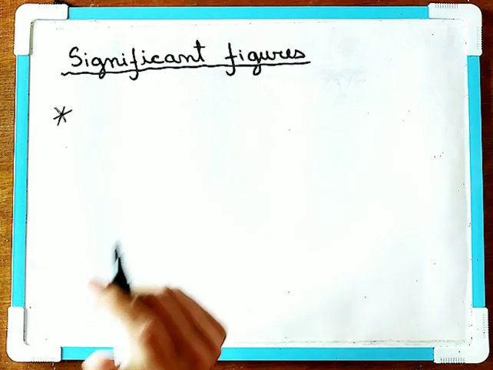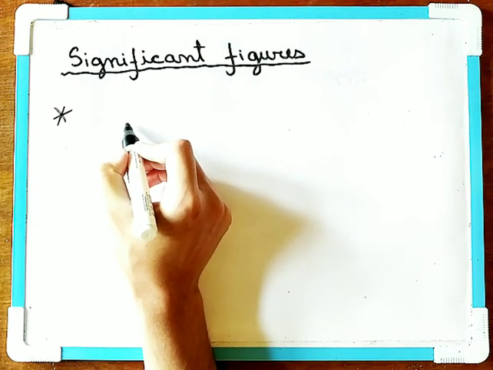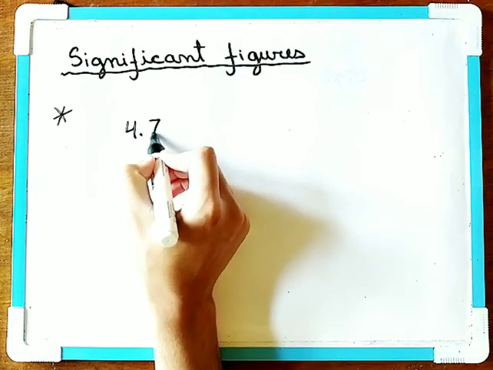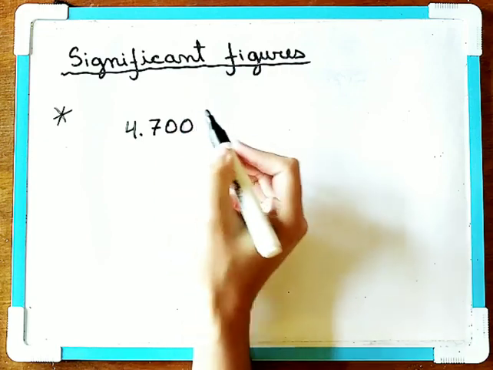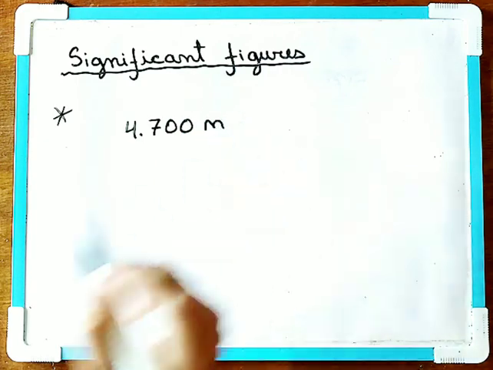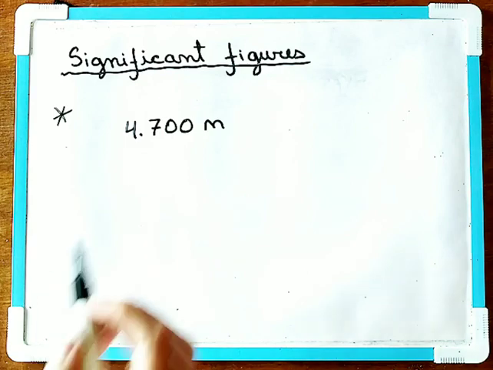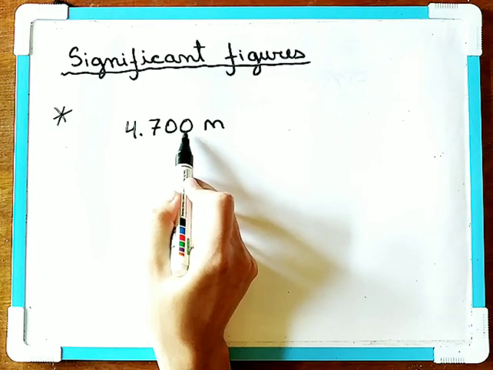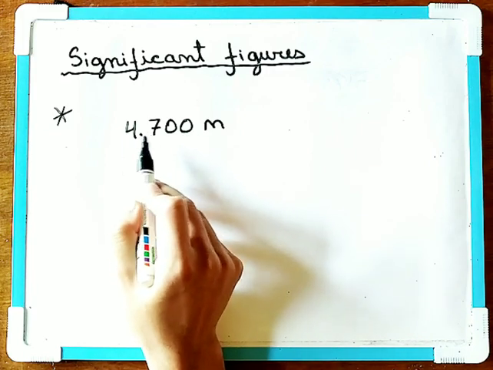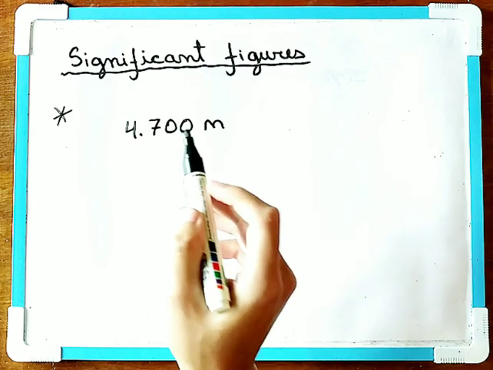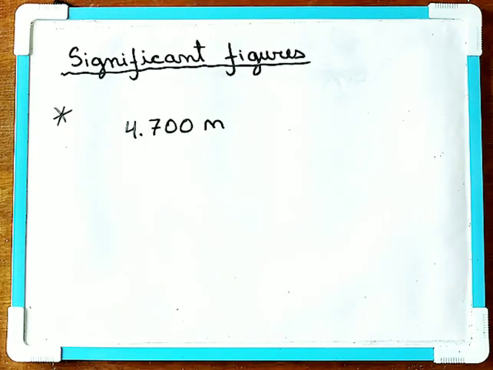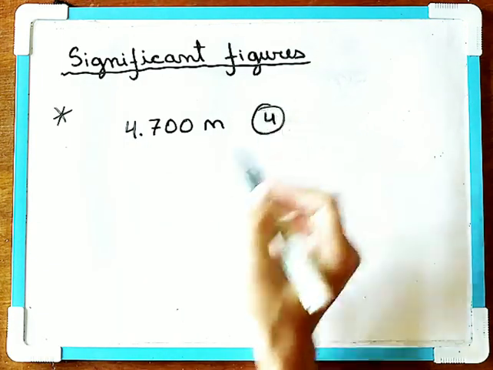That is, if we have a quantity whose length is measured to be 4.700 meter. Now these two zeros are significant because we have a decimal point here. So the trailing zeros are significant, and these being non-zero digits are also significant. So here we have 1, 2, 3, 4 significant figures. Okay, so this quantity has 4 significant figures.